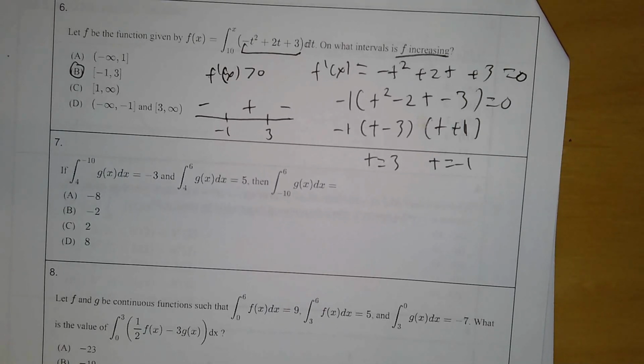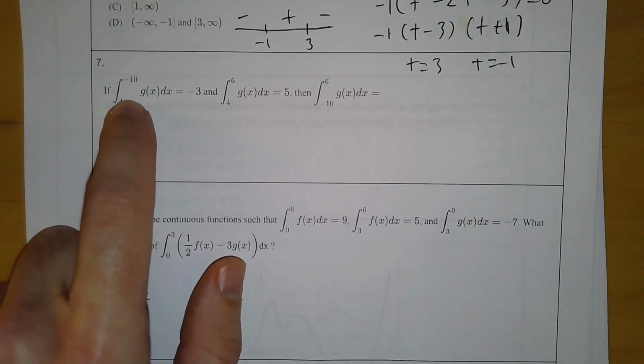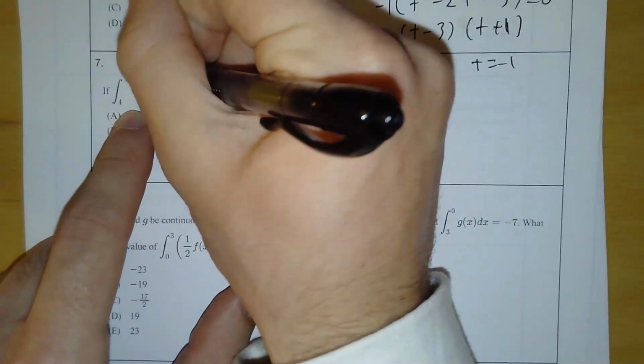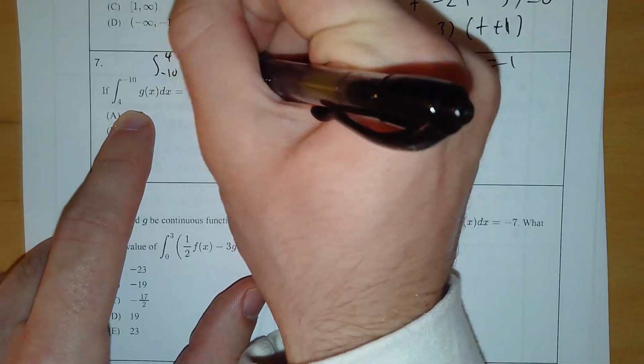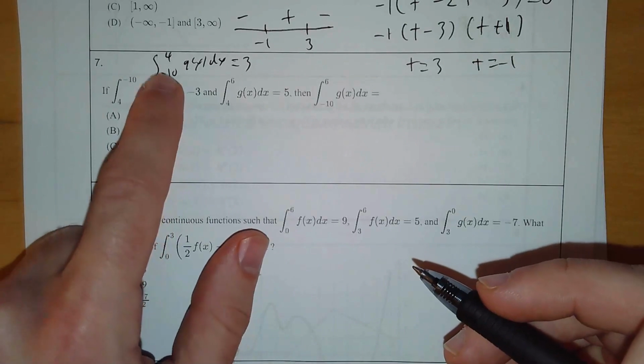Continuing on, we have some integral properties. Yeah, these are really important ones, and you can definitely expect to see some of these. So definitely be used to how to deal with the integrals. So here we have 4 to negative 10 is negative 3, and 4 to 6 is 5, and I want negative 10 to 6. So the thing I always like to do first is convert them. Every time I see it's in the wrong order, so B to A instead of A to B, I'm going to rewrite it. So I'm going to say integral negative 10 to 4 of g of x dx is positive 3. This is a lot nicer now. Now I have them all in the right order.